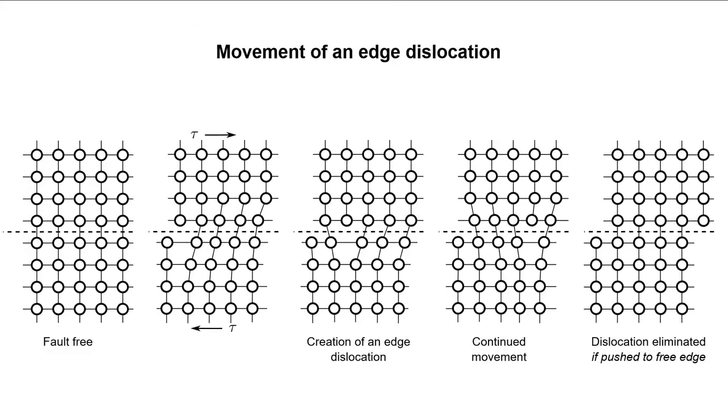What's important to appreciate is that this edge dislocation moves parallel to the Burgers vector. The direction it will travel in is dependent on the direction in which shear has been applied, either right to left or left to right.